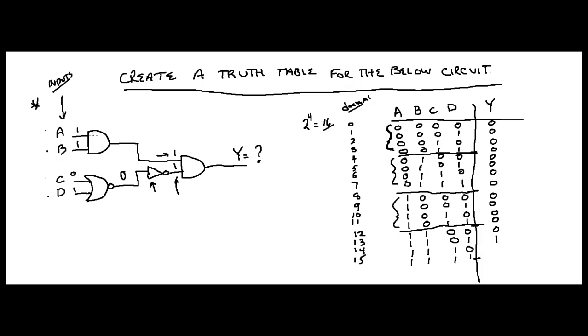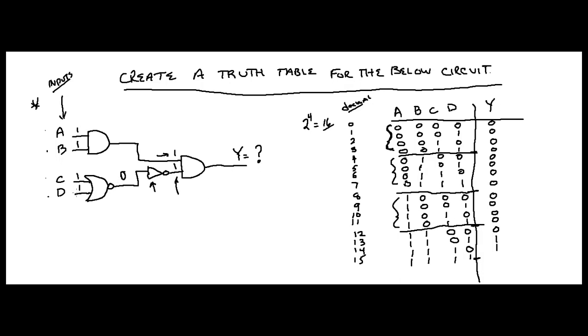So now, what about the next one? If it's 0, 1, if it's 1, 0, in other words, if I change these, would that change anything? No, it wouldn't, right? Because these two inputs would be opposite. The output of the NOR gate would still be low. And then it would go through this inverter, which would make it high. So you would have a high, high going into an AND gate, which would give you Y equals high. That would be a 1. Let's make that a 1 now.